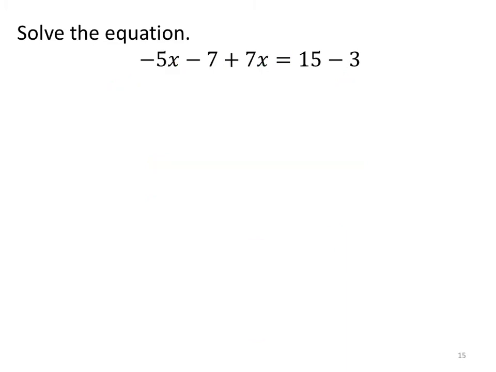Now let's go ahead and solve this one. We've got negative 5x minus 7 plus 7x equals 15 minus 3. This one's a little different, right? You can draw your line through the equal sign like that, and I usually use this upside down T business. But even before I do that, I should be looking to simplify this equation by combining the like terms, such as the x's right here. In terms of x's, I have negative 5x and also a positive 7x. When I combine those, I end up with positive 2x.